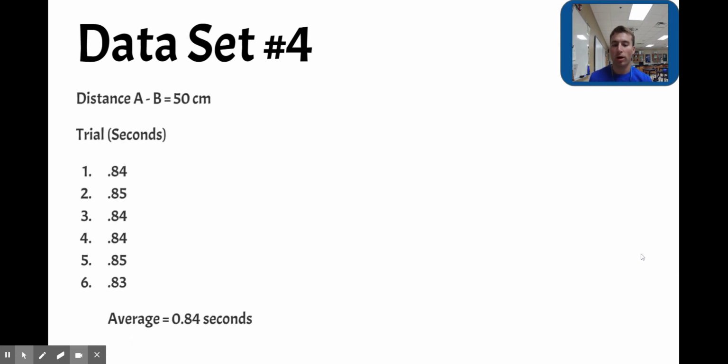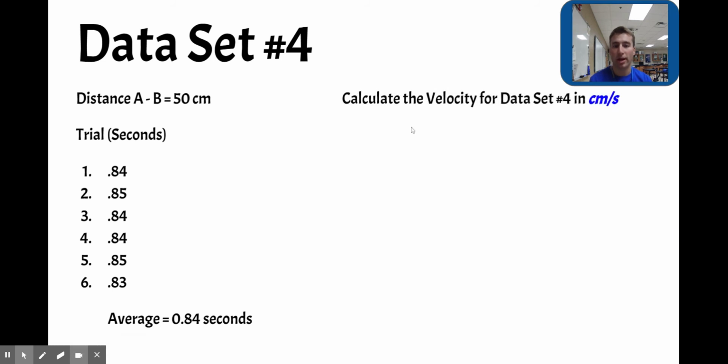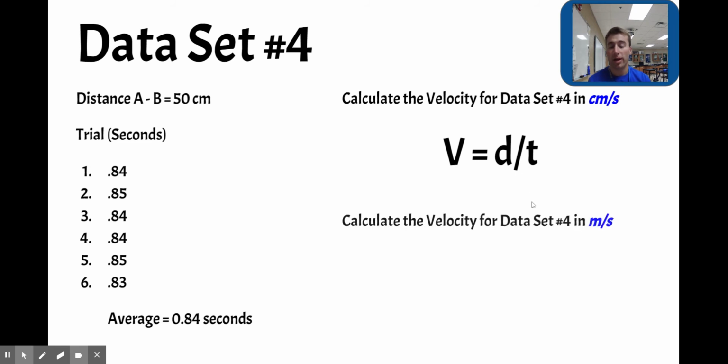Data set number 4, again, we've reduced the distance by 5 centimeters, so our distance is 5 centimeters smaller, and our average time has dropped to 0.84 seconds. Calculate that velocity in centimeters per second, and then calculate that velocity in meters per second.